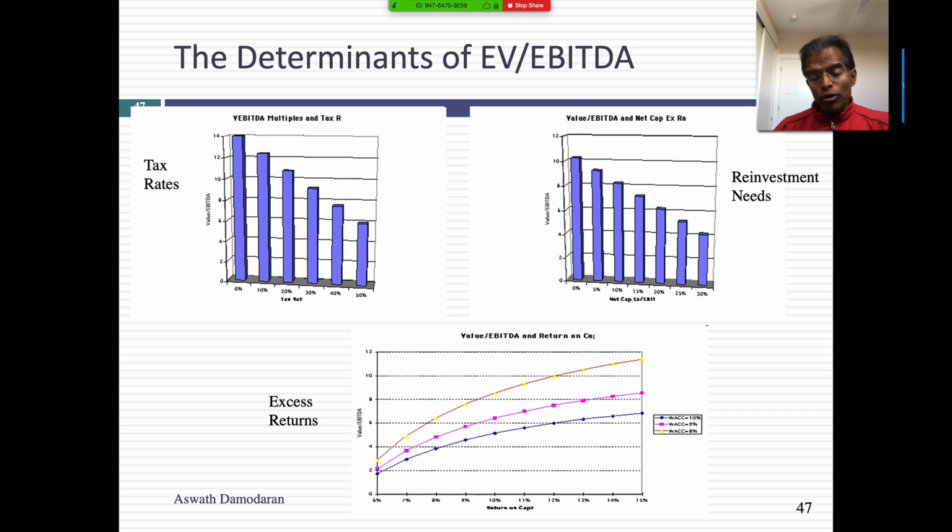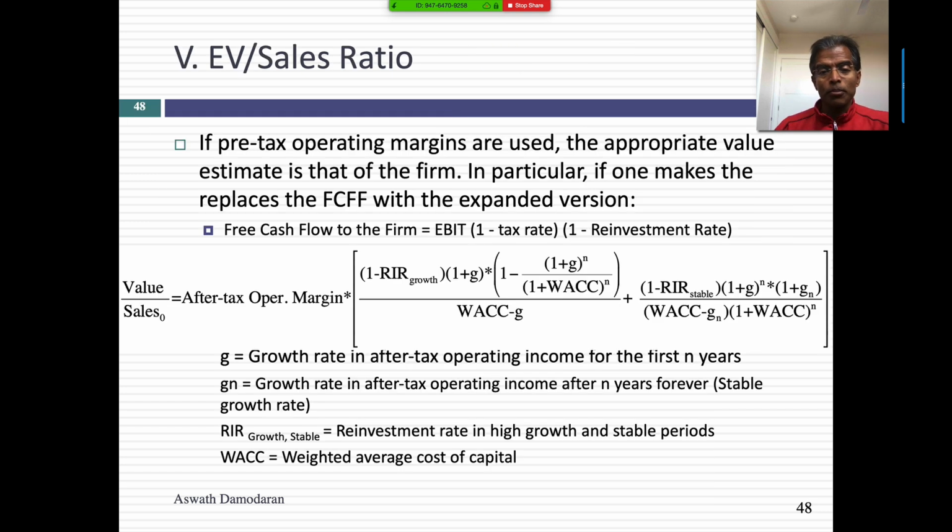So again, the reason we're doing this is not to plug variables in to get it into that equation, but to get a sense of what questions to ask or what to control for when you compare across companies.